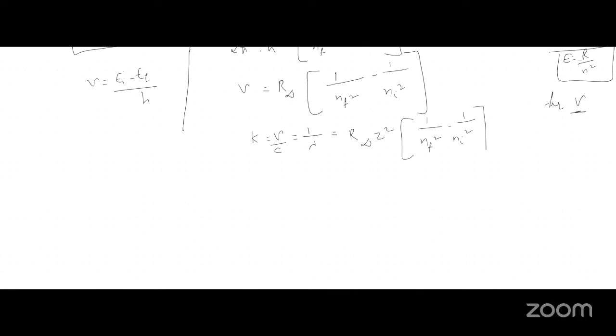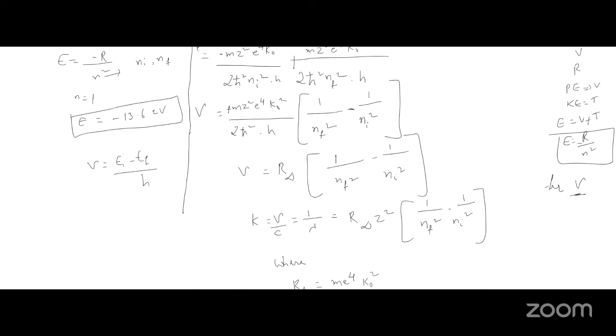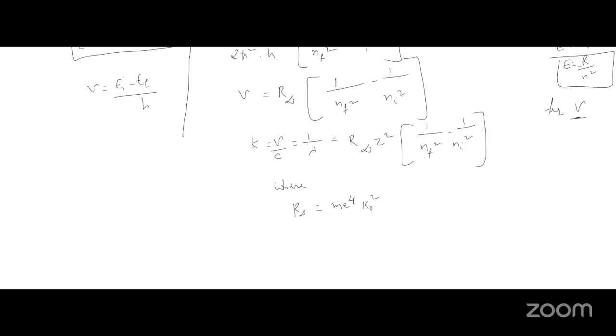where R infinity is our total constants, where R infinity equal to m e to the power of 4 k naught square by 2 times of h times of h dash square times of c.